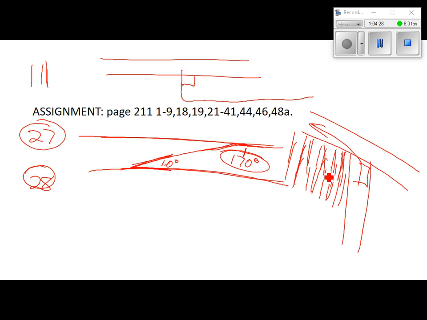Maple Avenue makes a 15-degree angle with 2nd Street. What is the measure of angle 1? They gave you all this information, about three-fourths of it I don't even think you need.